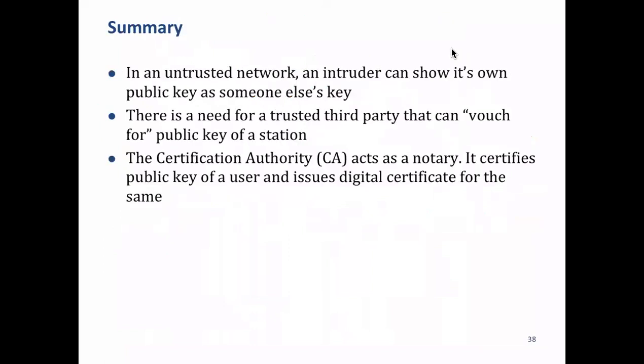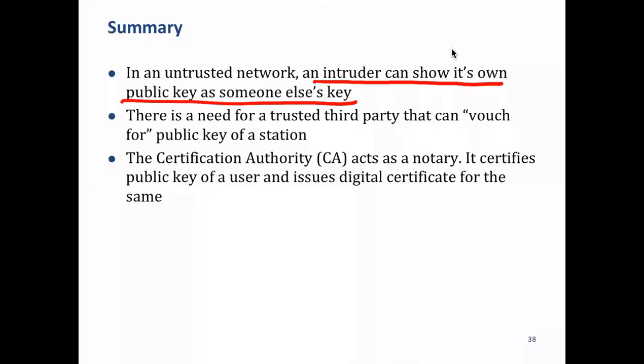All right. Just to summarize, in an untrusted network, an intruder can show up its own public key as somebody else's key. So it means that there can be Mallory and can change the public key. And because the whole asymmetric key encryption works on the basis that public keys are correct, if public keys are manipulated or wrong, then this communication will not be possible.